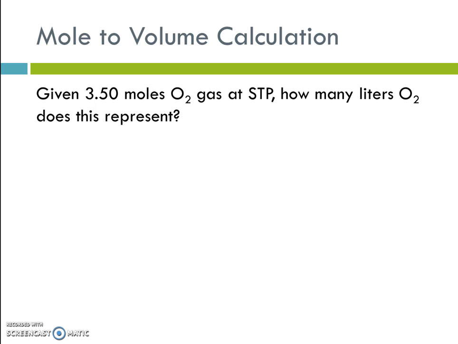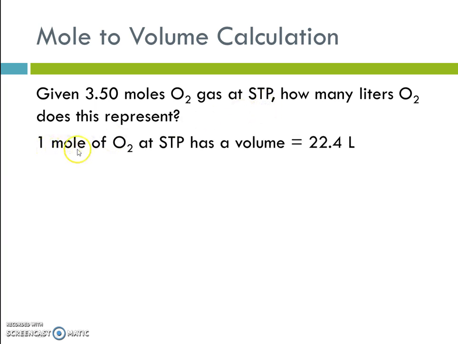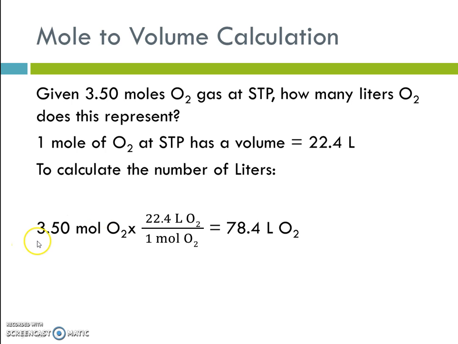Given 3.50 moles of oxygen gas at STP, how many liters of oxygen does that represent? So again, our fact, 1 mole of oxygen at STP occupies the volume 22.4 liters. In order to calculate the number of liters, we're going to use that fact, beginning with our given. So here, given 3.50 moles of oxygen times, here's our conversion fact.